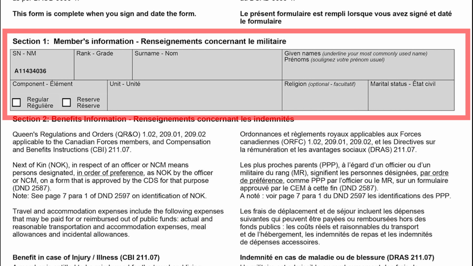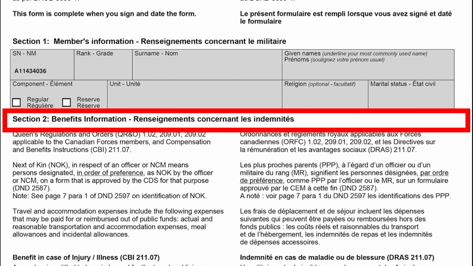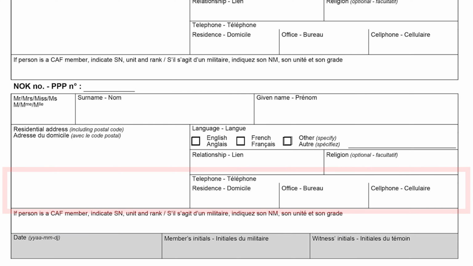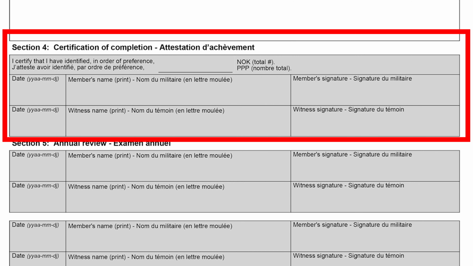In Section 1, Members Information, check your service number, your rank, your surname, all your given names, your marital status, your environment. Read the contents of Section 2, Benefits Information. Section 3 must be completed properly. You may name one or more next of kin. In Section 4, Certification of Completion, indicate the total number of next of kin identified, then print your name, date and sign in the member's signature field.